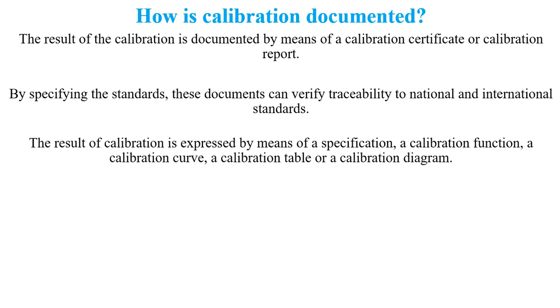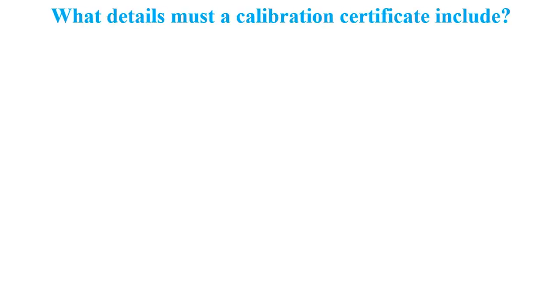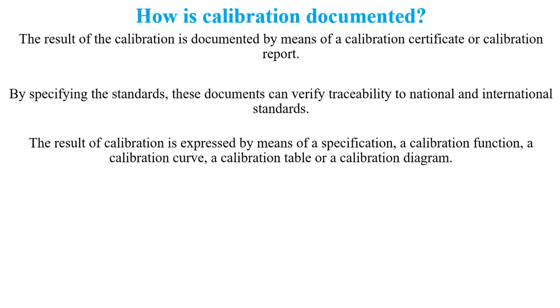By specifying the standards, these documents can verify traceability to national and international standards. The result of calibration is expressed by means of a specification, a calibration function, a calibration curve, a calibration table, or a calibration diagram. The function is what we are talking of as a formula. You can draw a table generating the values from the function. You can have a diagram or a curve coming from the function. So that's how calibration is documented.